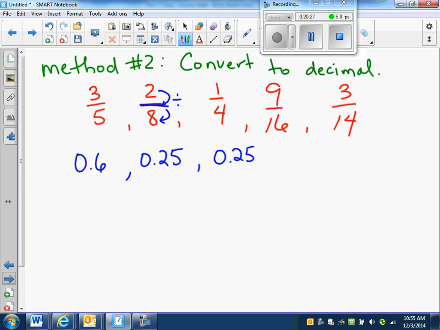So this one here, 1/4, is also 0.25. And here, 9/16, anybody got that? I don't know this one off the top of my head. Eli, you got that? Decimal 56.25. Good job. Decimal 0.5625.